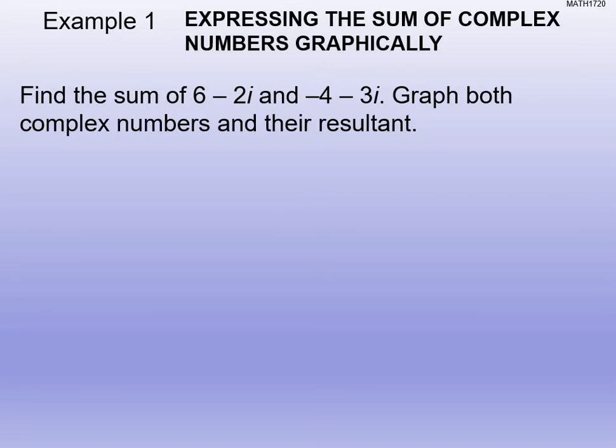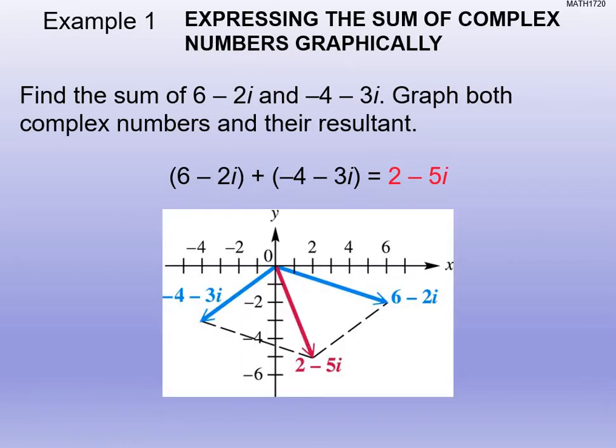We want to find the sum of 6 minus 2i and negative 4 minus 3i and graph both the complex numbers and their resultant. Okay, so the first one, we're going to go 6 right, 2 down. The second one, we're going to go left 4, down 3 when we graph that. The resultant vector should be 6 plus negative 4, so we're going to get 2. We have negative 2i minus 3i, so we're going to get negative 5i. So that should be our resultant vector when we do this. Okay, so very simple, reals with reals, imaginaries with imaginaries.